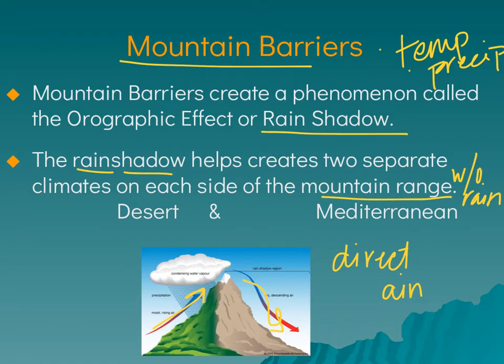What's going on with these mountain barriers is we end up with two distinct sides of the mountain. One known as the Mediterranean or the wet side of the mountain, and one known as the desert or the dry side of the mountain. So mountain barriers are forcing air a certain direction to create what is known as a rain shadow, giving one side a dry desert-like climate and one side a wet Mediterranean type climate.